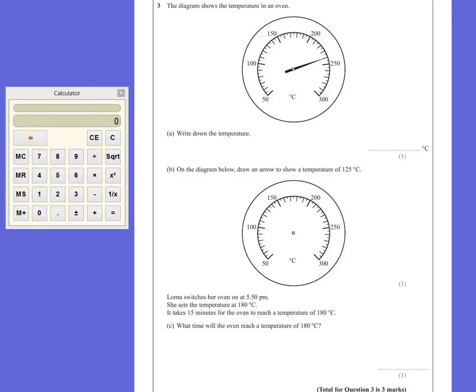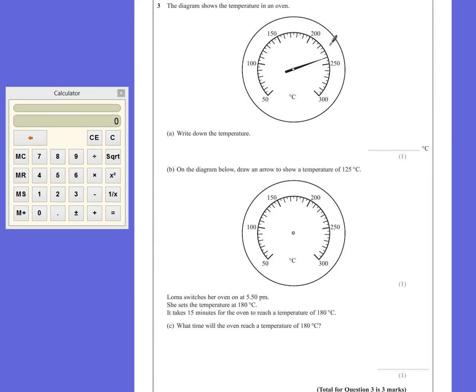Question 3. The diagram shows the temperature in an oven. Part A, write down the temperature. So it's between 200 and 250. There are 10 small marks, which include 5 medium-sized marks. So each of these medium marks represents 10 degrees.